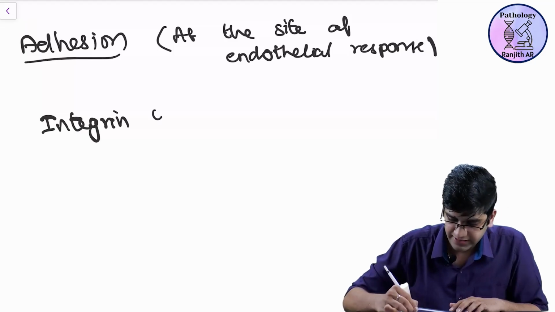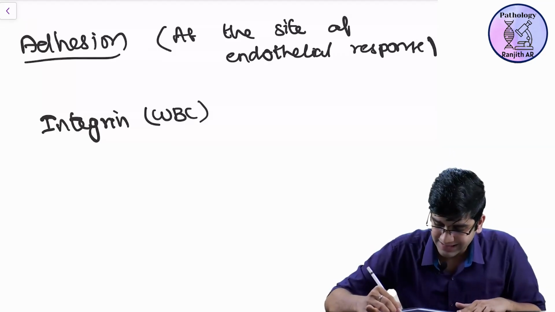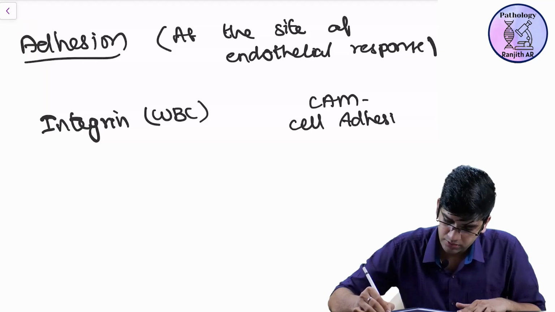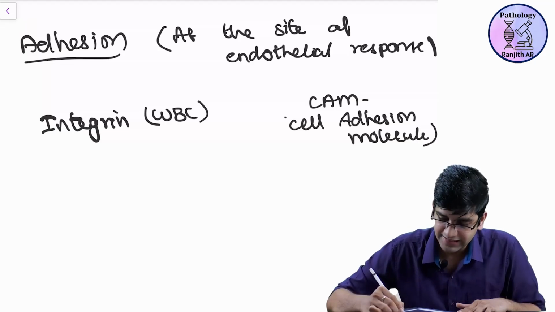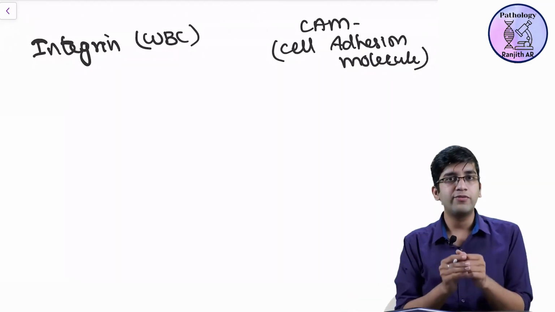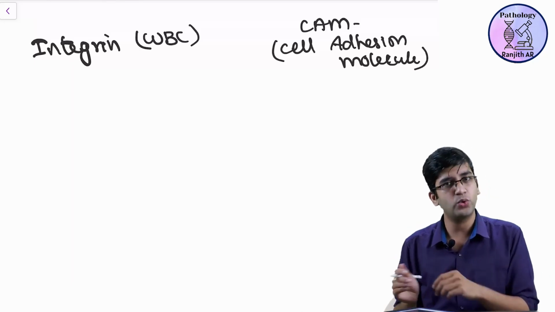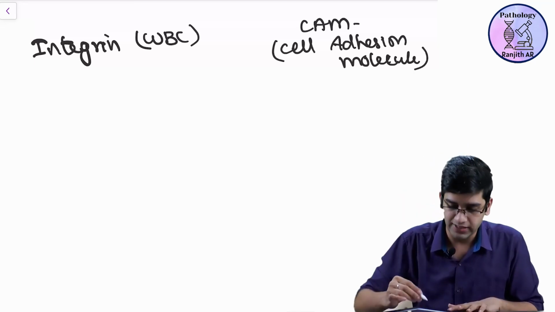Integrins are seen in WBCs, the neutrophils. The other molecule is going to be called CAMs. CAM is cell adhesion molecule. This is seen on the endothelial surface. So I have integrins and I have CAMs. We have two groups of integrins, beta 1 integrin and beta 2 integrin. And we have two CAMs, ICAM and VCAM, right? We are going to see what binds to what, that's all.